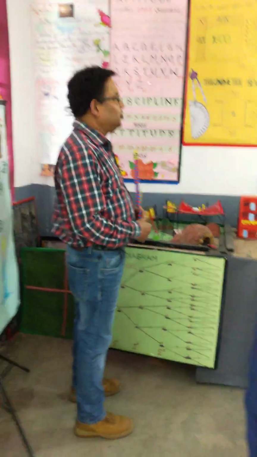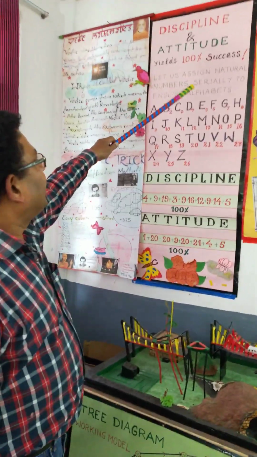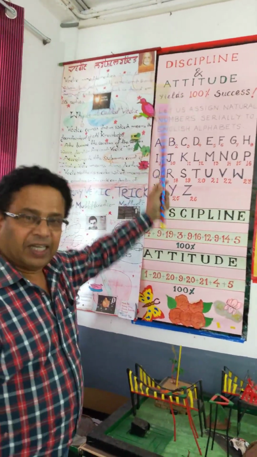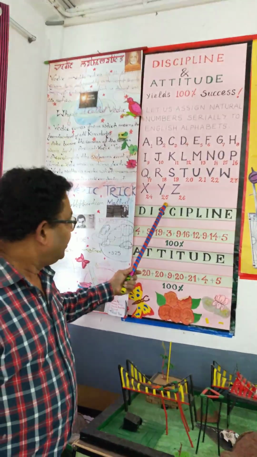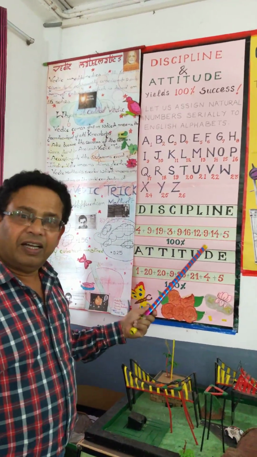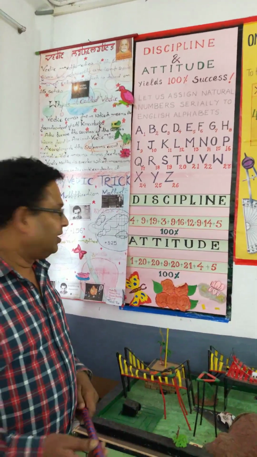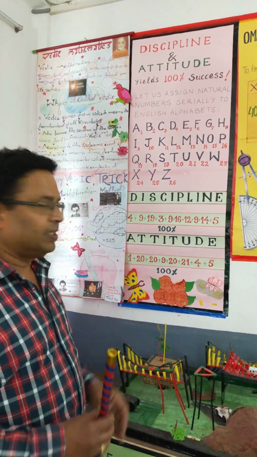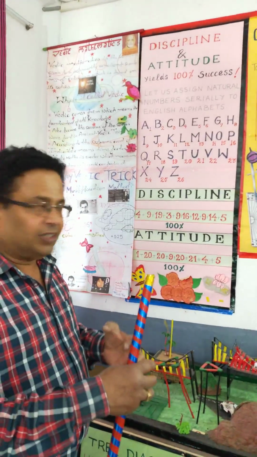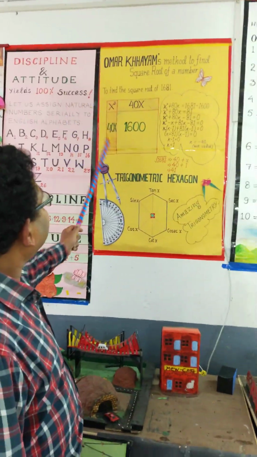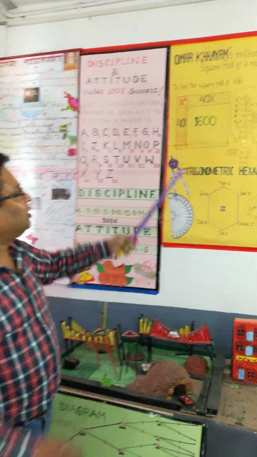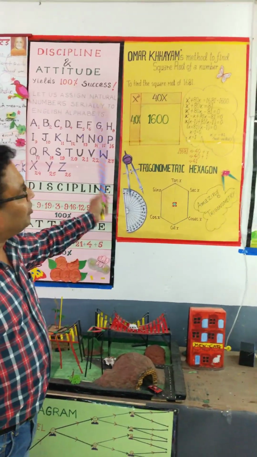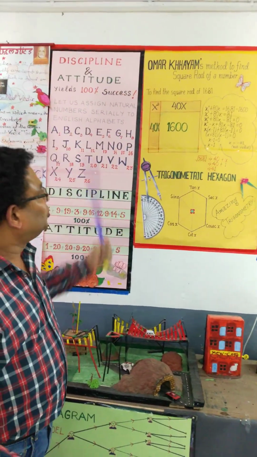And here we have beautiful artwork done by our students. One is discipline and attitude that yields 100% success. Say alphabetically, if you assign the numbers A to Z and then write discipline and add the assigned numbers, you get the sum 100. Exactly the same way, attitude also gives you 100%. So these are the things which motivate the students, young learners. And this is simply finding the square root of a number by using Omar Khayyam's method, a very ancient method which India has followed from ages unknown to us.